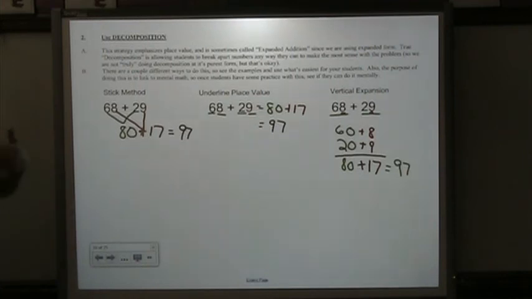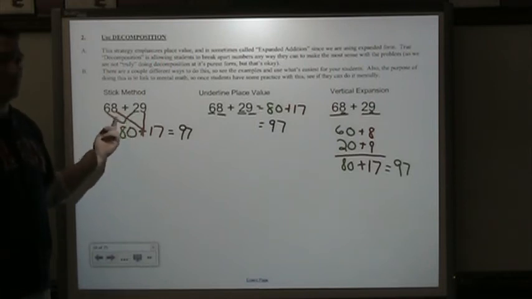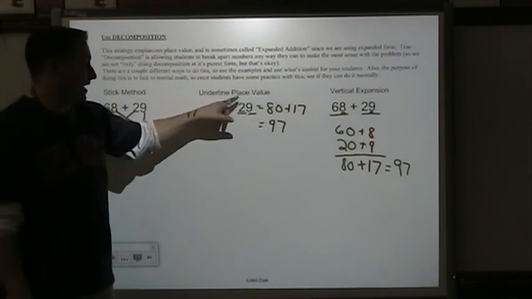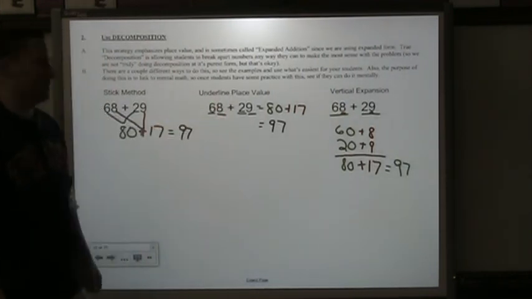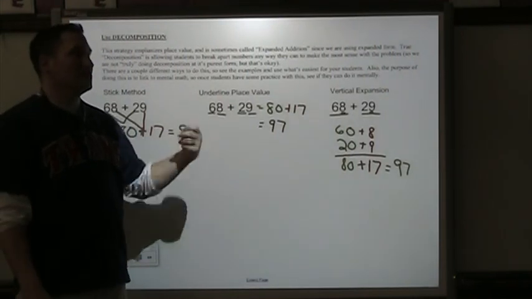Eventually, we should have students doing these problems in their head if they know place value well enough. If they know they can start at the tens place, which is where most adults start with mental math, the biggest value digit. I'm going to go 60 plus 20 is 80. In my head, I'm thinking that. And then I have 17 more, 80 and 17, 97.